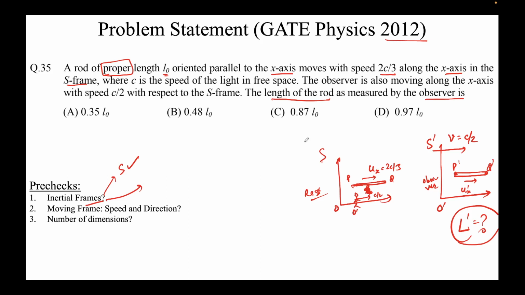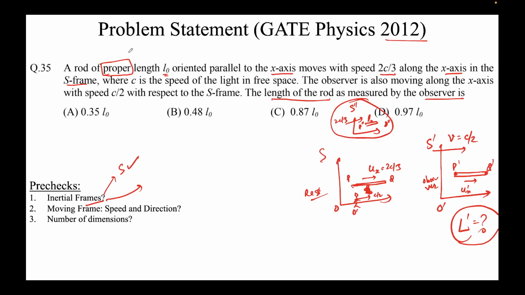No. This L0 was measured in some another frame S double prime. If S double prime were moving 2c by 3, then the length of rod measured, P double prime Q double prime, this length is L0. Here it's not L0. Here it's L0 in this another frame S double prime.